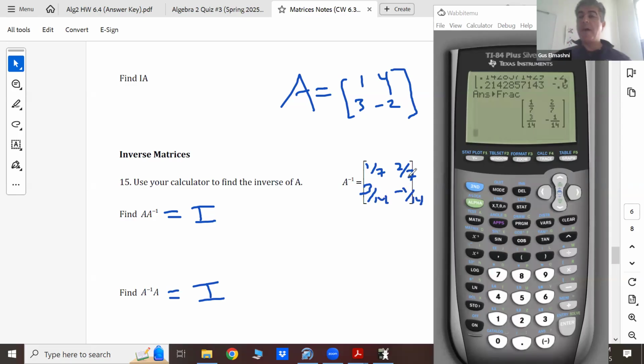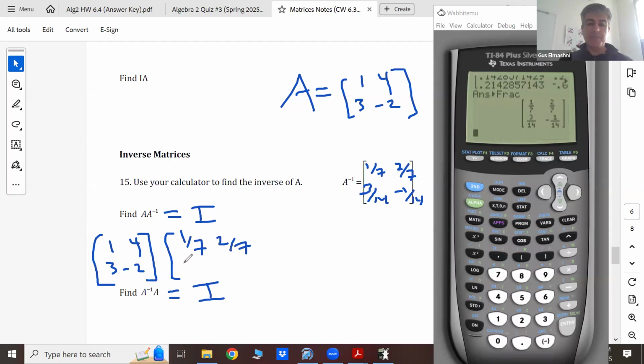Now I'm not going to actually do this, but if I were to multiply A, which is this, with this inverse, I'm going to do it in the calculator to save time.